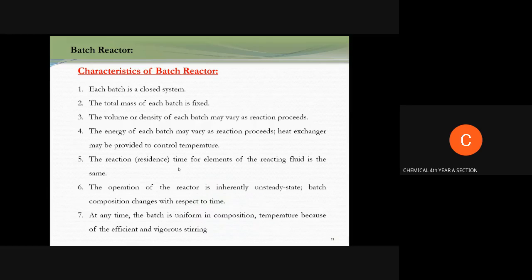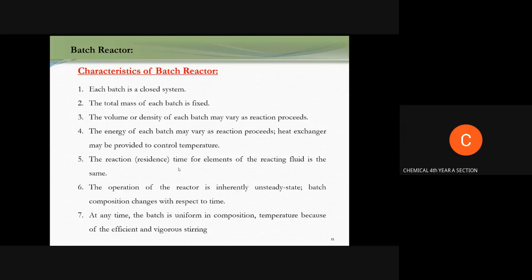Okay. Each batch reactor or each batch process is a closed system. The next one: the total mass of each batch is fixed, and the volume or density of each batch may vary as the reaction proceeds. And the fourth one is the energy of each batch may vary as the reaction proceeds. If it changes, heat may be provided to control temperature.